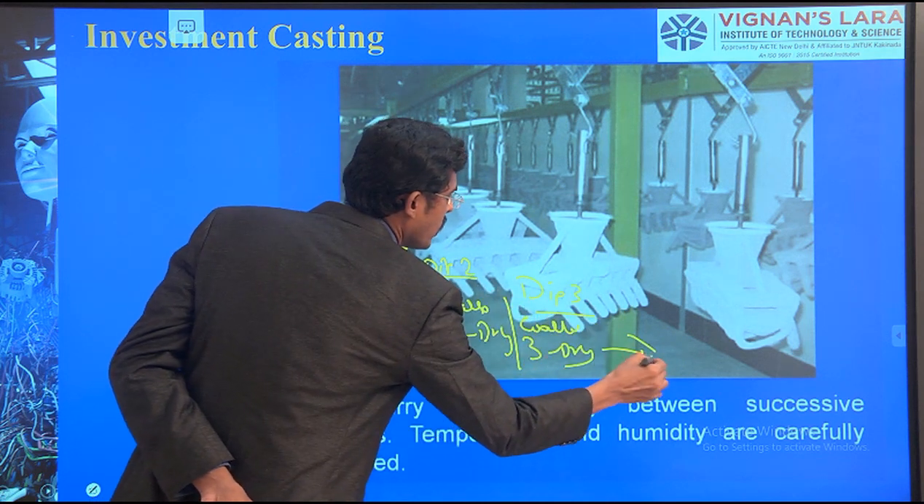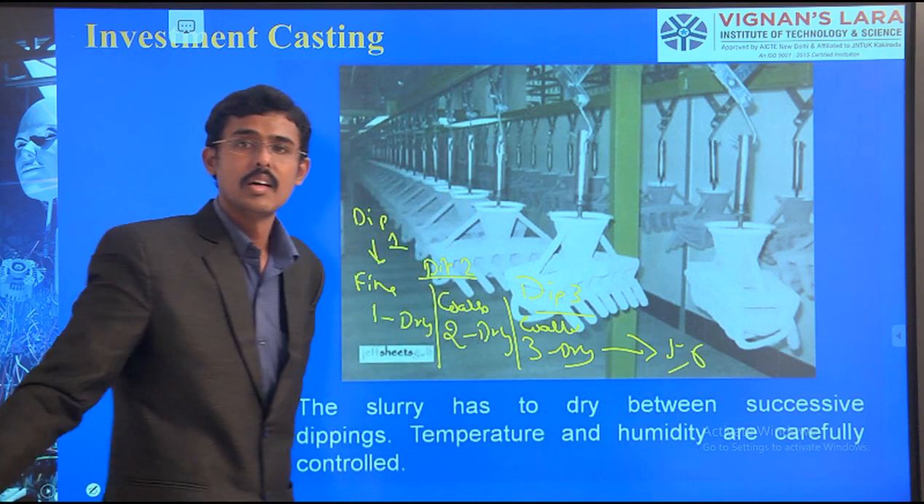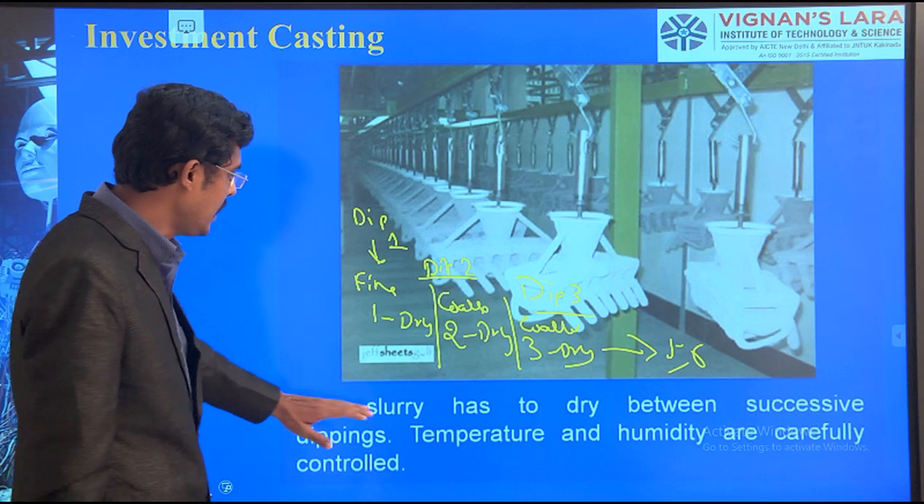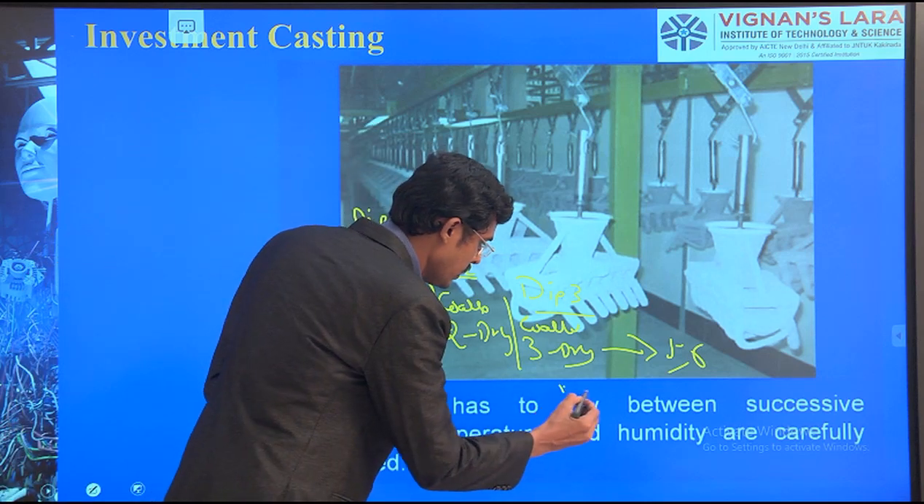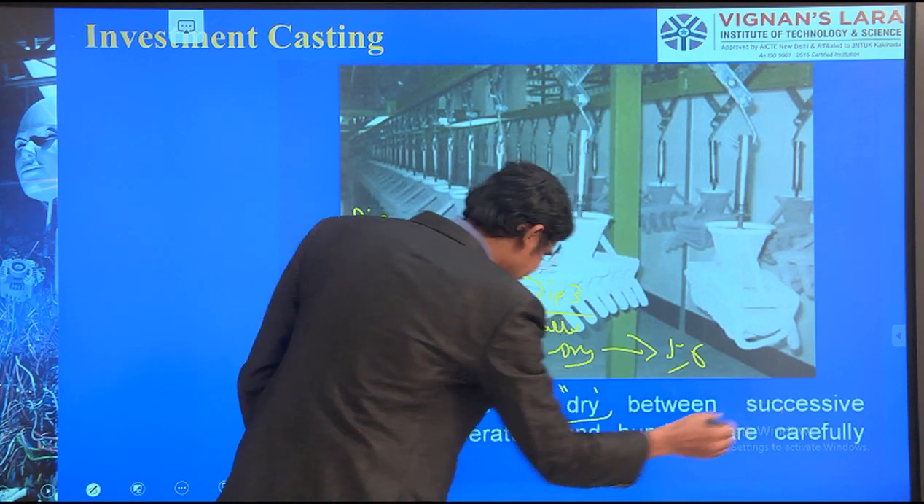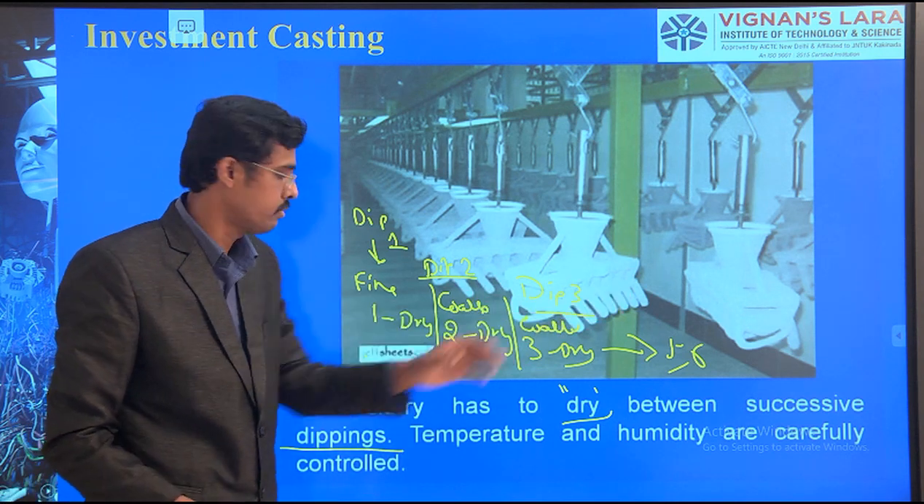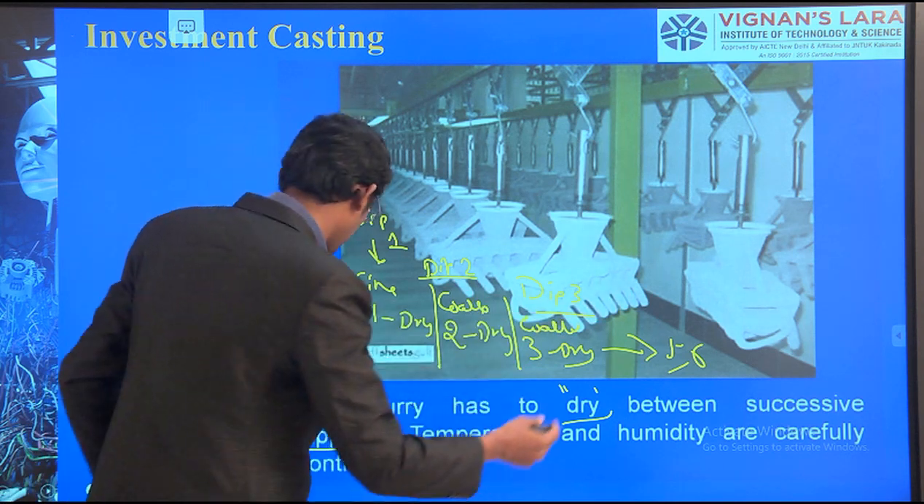It keeps on going up to 5 to 6 times. In such a way we can make thicker sections. The slurry has to be dried between successive dippings. I told you: dip 1, dip 2, dip 3, up to dip 5, dip 6. Temperature and humidity have to be carefully controlled.